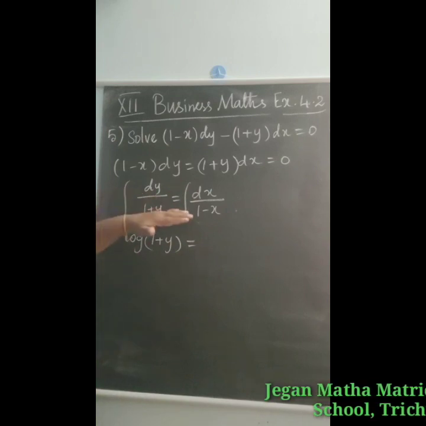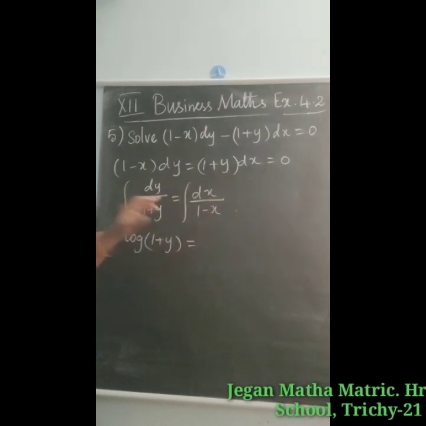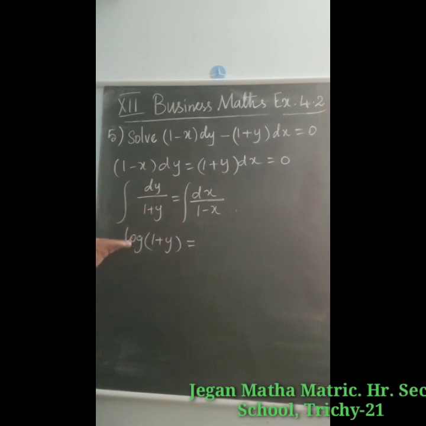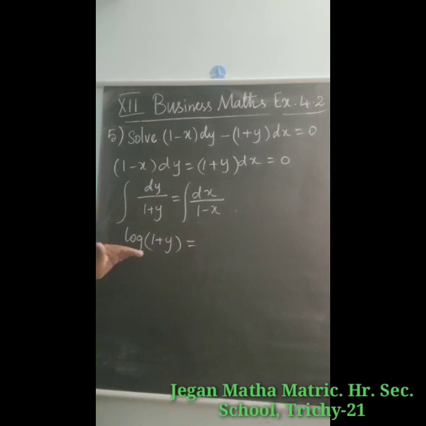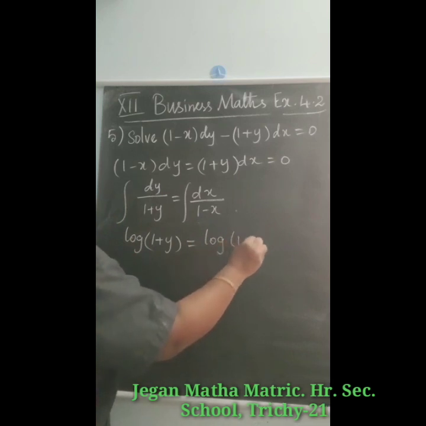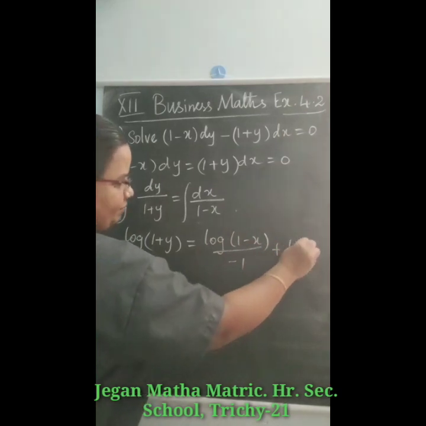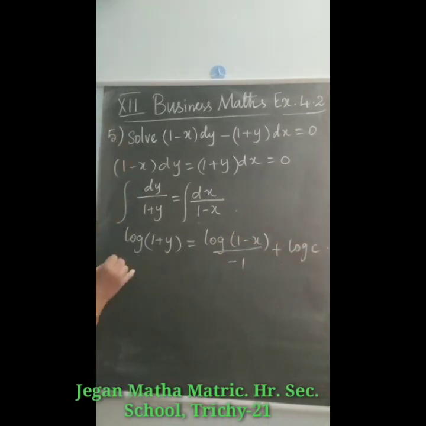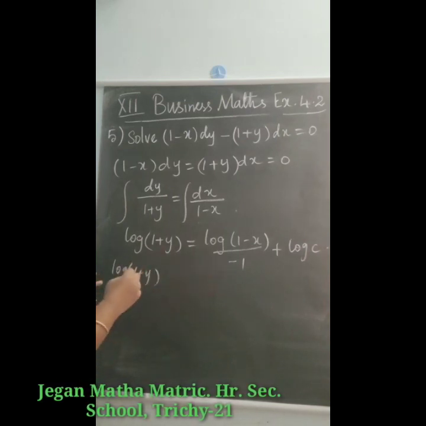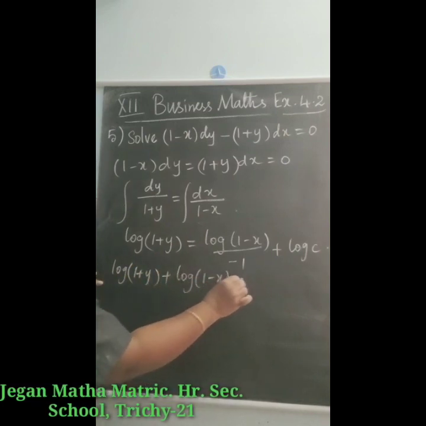First you have to separate the variables, so dy by 1 plus y is equal to dx by 1 minus x. The next step is to integrate these two. We get log of 1 plus y is equal to log of 1 minus x divided by minus 1, plus log c. So the next step, this minus comes to this side, and we get log of 1 plus y plus log of 1 minus x is equal to log c.